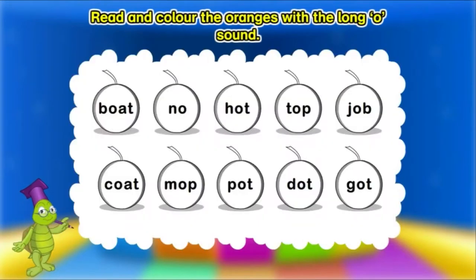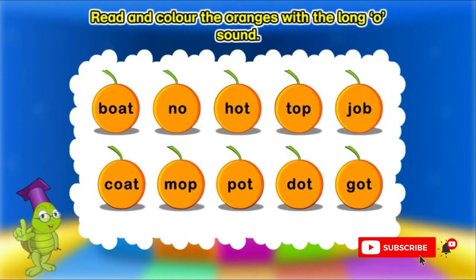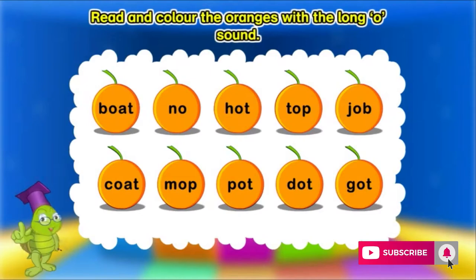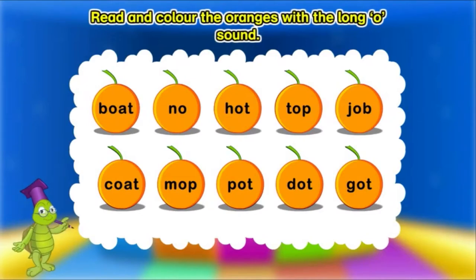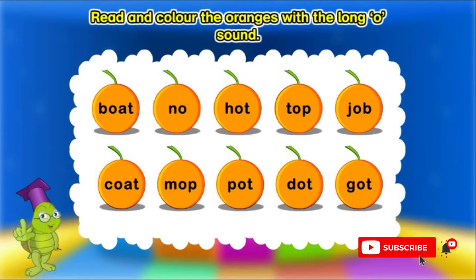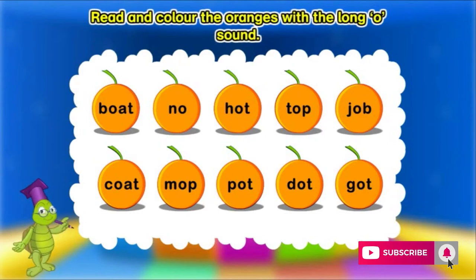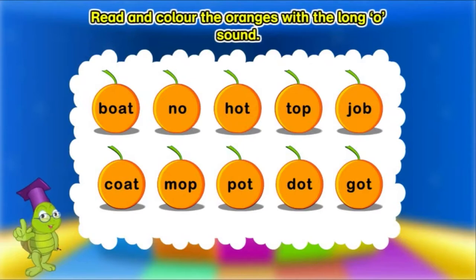Read and color the oranges with the long O sound. B-O-A-T, boat. N-O, no. H-O-T, hot. T-O-P, top. J-O-B, job. C-O-A-T, coat. M-O-P, mop. P-O-T, pot. D-O-T, dot. G-O-A-T, goat.